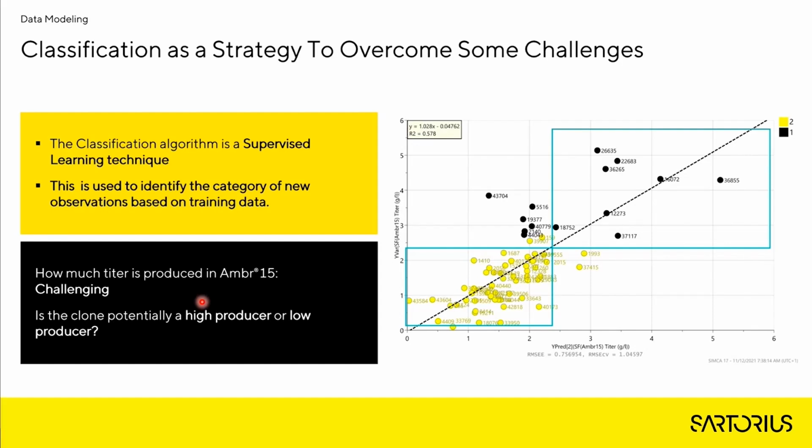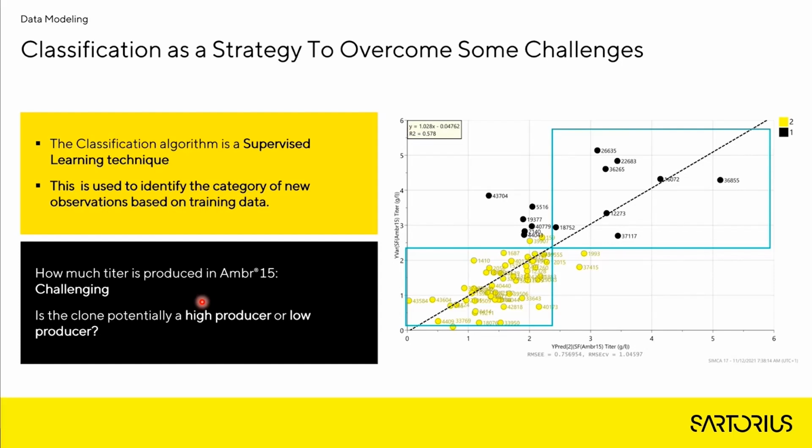In simpler words, it means that if your models are struggling to predict the exact value of the titer in Ambr 15 based on your cell selector variables, which is challenging, then is it possible to potentially predict if a specific clone is a high producer or low producer?